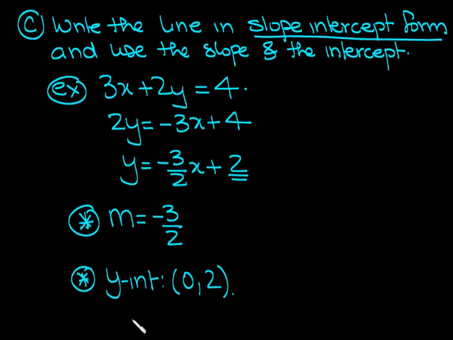So to graph a line, what did we establish a minute ago? We need 2 points on the line. Since we know the y-intercept, we already know the 1 point on the line. Now I only need another point on the line and I'm done. And to find the second point, we're going to use the slope that we just have found. So let's see how to do that.